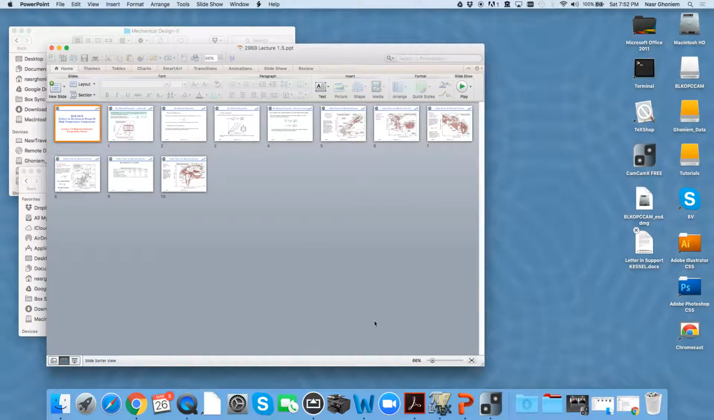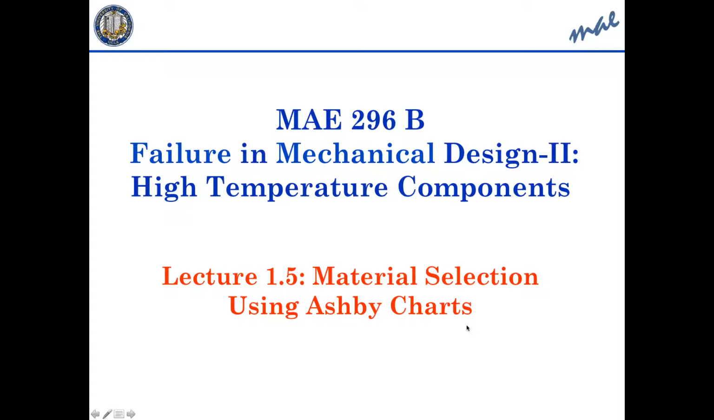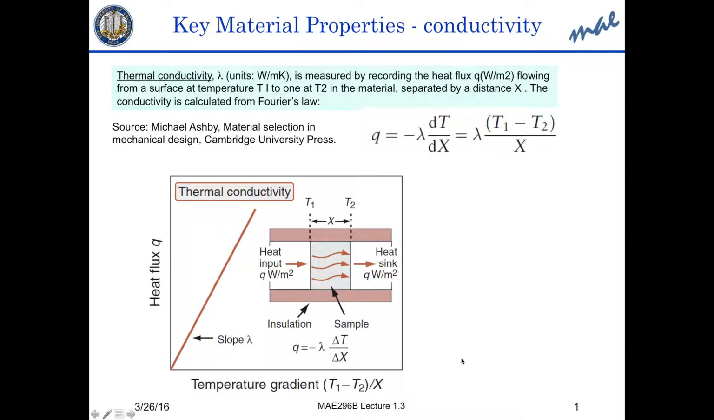We use the Ashby charts for deflection and for strength, but here we're going to use different types of properties that are really relevant when you couple heat transfer and also the strength and the rigidity of the material. So in this lecture, I'm going to cover a number of material selection processes using the Ashby charts. And the first process or the first property that we will look at is the thermal conductivity.